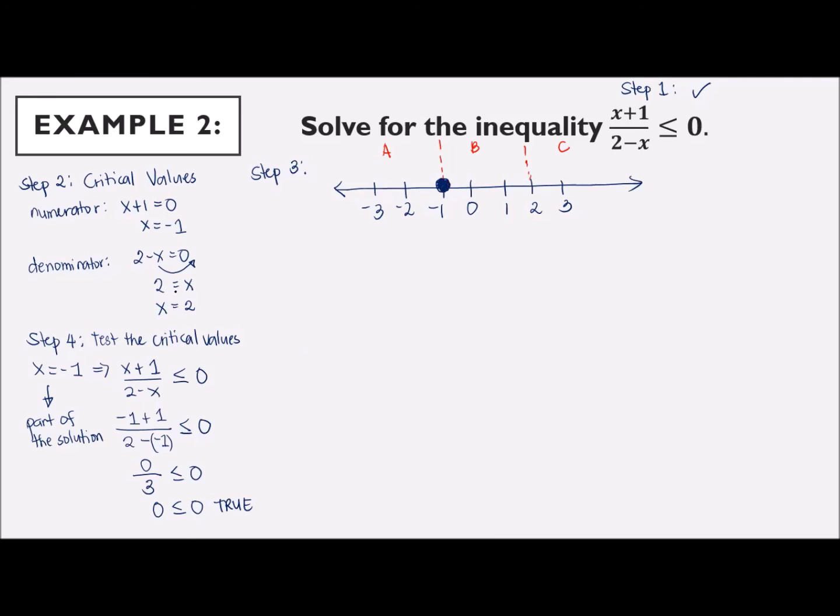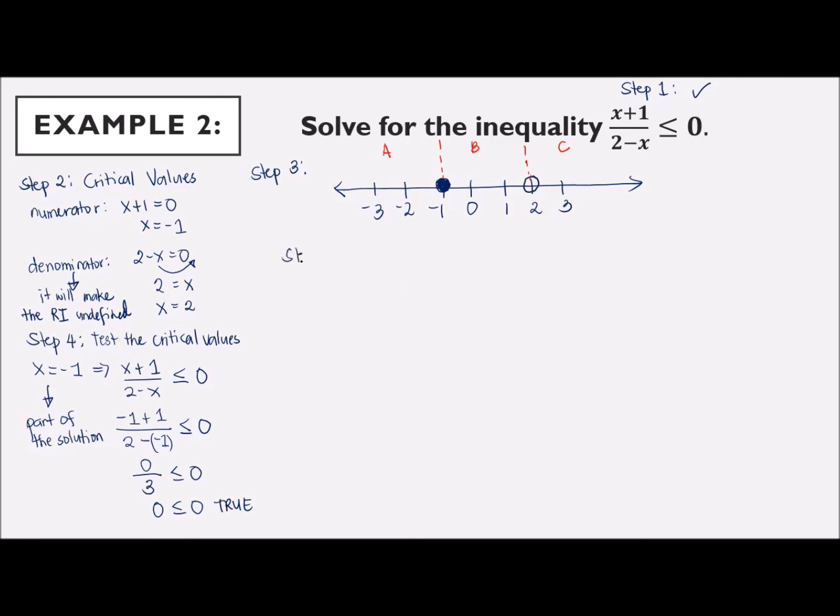Next naman, nasa denominator to, diba? So pagka sinabi ko na yan sa inyo, it will make the rational inequality undefined. So automatic, kasi pag yung x, pinalitan natin ng 2, 2 minus 2, 0, undefined na siya agad, matic, open circle na yan. Okay?